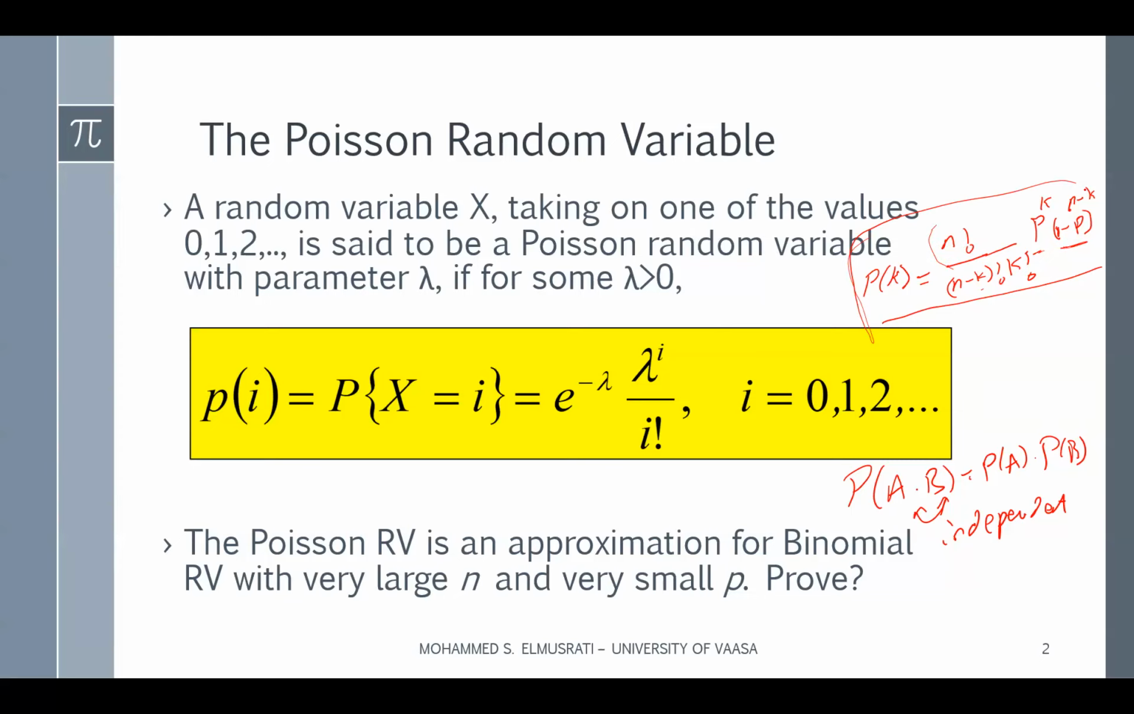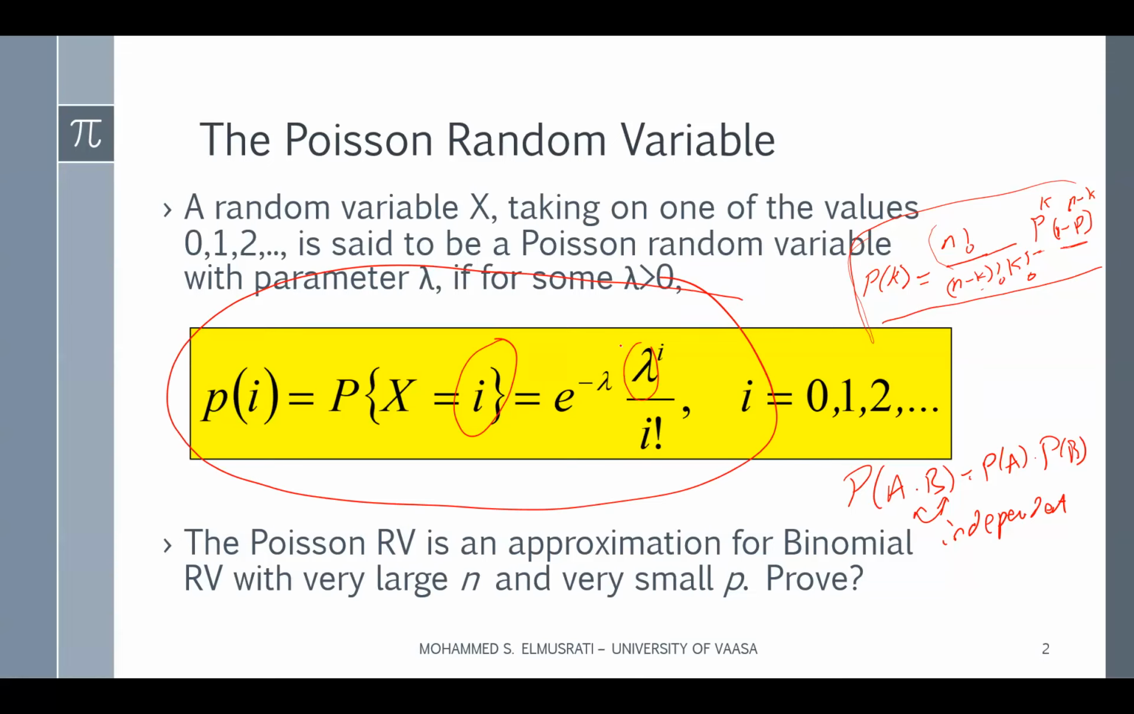What is the alternative for that? The alternative is this Poisson random variable. The Poisson random variable is also related to independent processes or independent random variables. What is the probability that we get i successes? In this one we don't have an n number, but we have lambda. Lambda here is the average of occurrence.